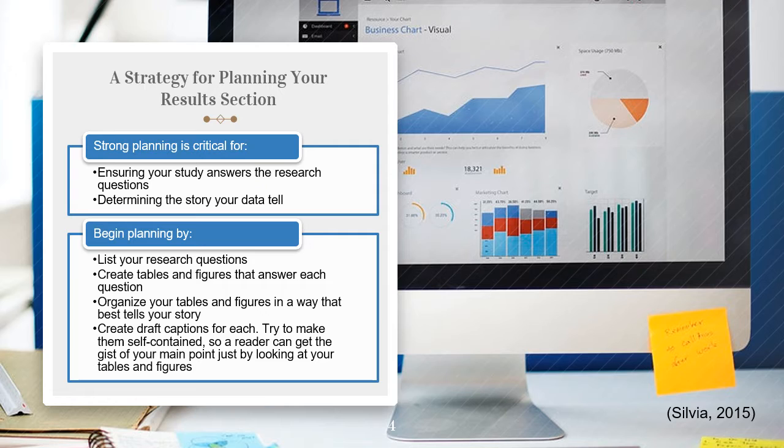The next step that I'd recommend is to create captions for each of your tables and your figures. And these are just drafts. You can revise them as you go through. But when you're drafting your captions, you want to make them self-contained so that if a reader just skims through your results section, they'll be able to get the gist of your main point and main findings just by looking at these tables and figures.